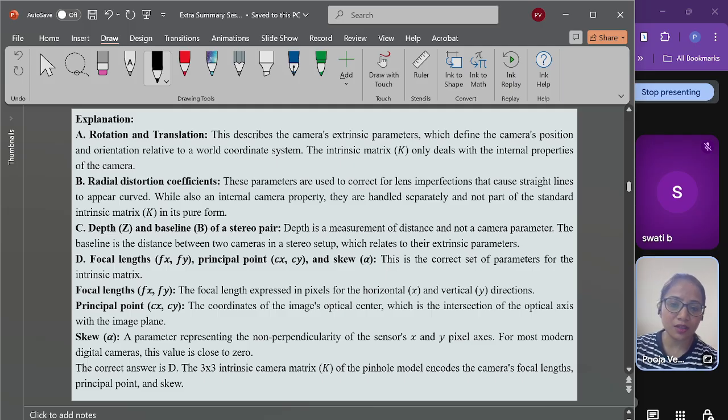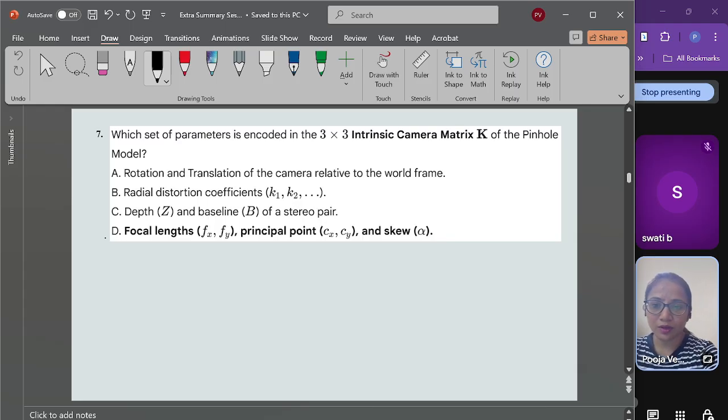The 3x3 intrinsic camera matrix K of the pinhole model encodes the camera's focal length, principal point, and skew. Okay, so option D is the correct answer for this question.